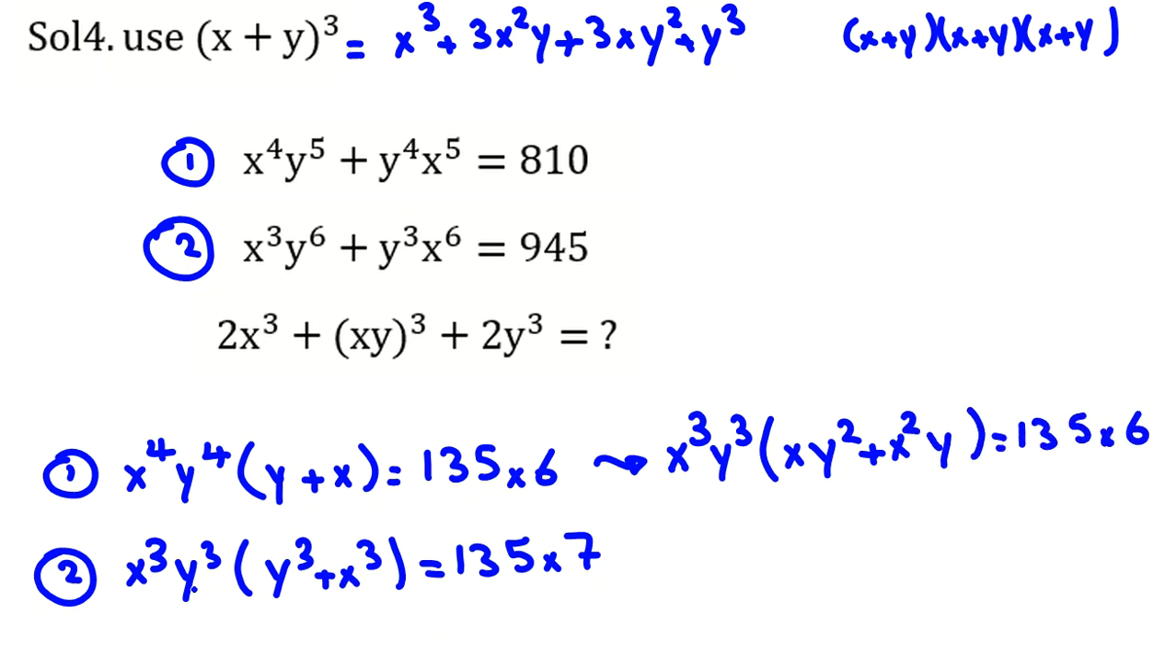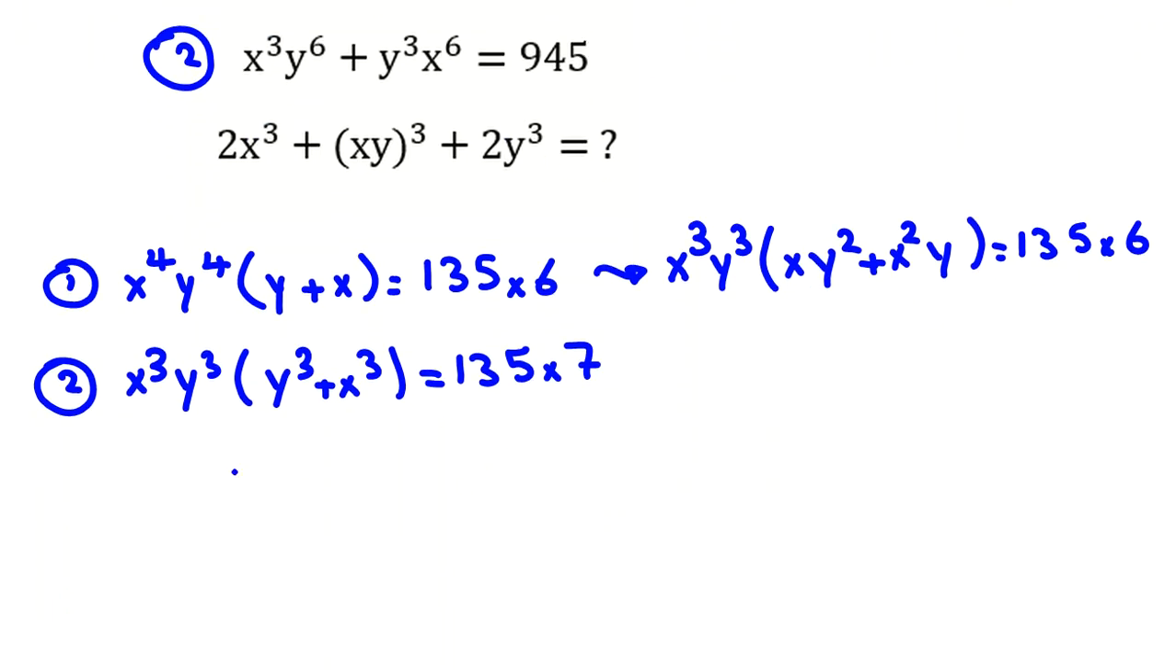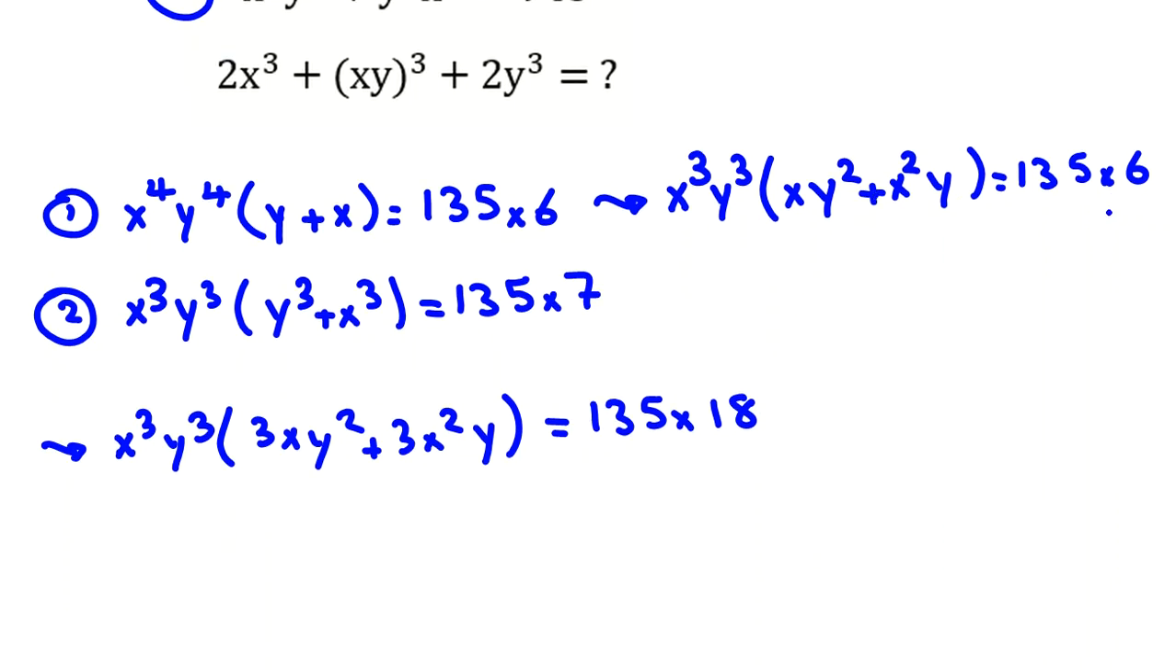So here I want to factor, add these two things and factor from x cubed, y cubed, but here it is xy squared. I need what? 3. So I should do what? To first equation, I should multiply by 3. So if I multiply first equation by 3, it will be x cubed, y cubed, 3xy squared plus 3x squared y equal to 135 times 3 times 6, 18. And now, let me call this one star, from star, I've reached this.